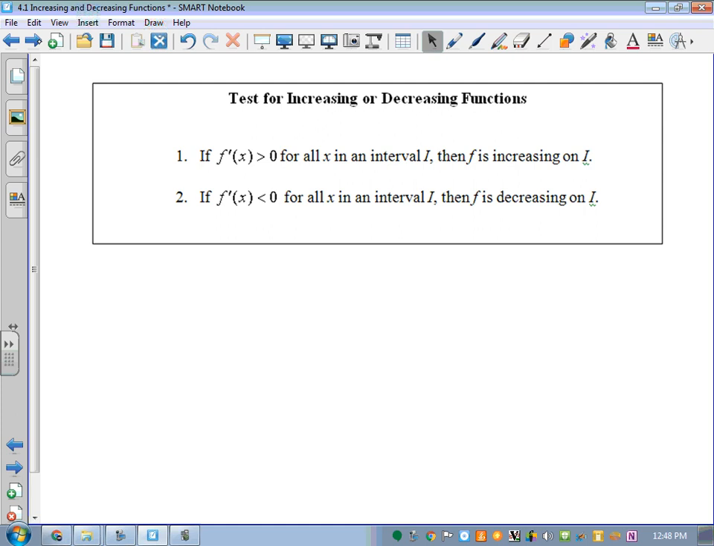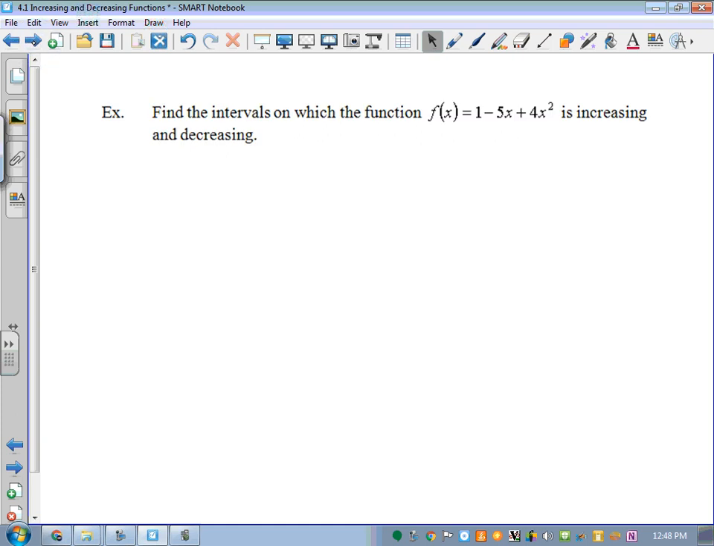All right, I'm going to do one example and save the other two examples for part 2 because they're a little bit more lengthy. But for part 1, it wants us to find the intervals where it's increasing or decreasing. Just one more time, I'm going to write that it is increasing when f prime of x is greater than 0 and decreasing when f prime of x is less than 0.